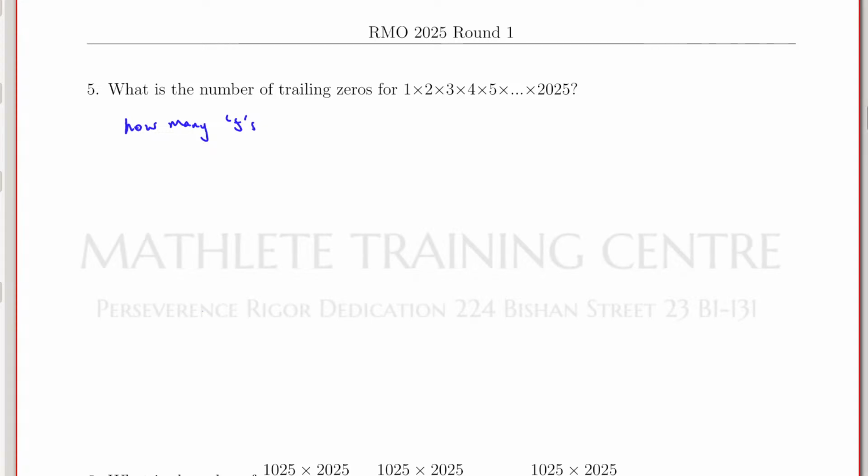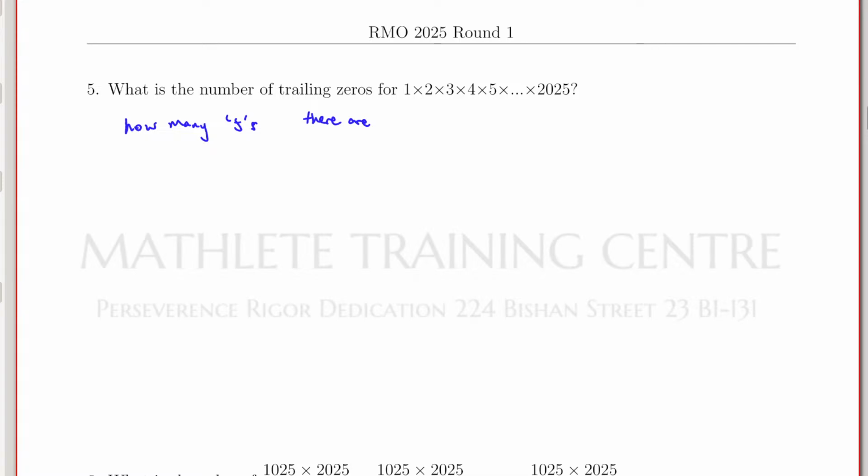Because to make a zero, we need to have a multiple of 10, right? And to have a multiple of 10, we need to have a 2 times 5. So we know that if I have more fives than twos, then it's the twos that's going to be the trouble. If you have more twos than fives, then it's 5 that's going to be the one that is the trouble that you want to count. And in this case, there's definitely more twos than fives because there's more multiples of 2 and more multiples of 4 as well, right? Compared to 25 and so on.